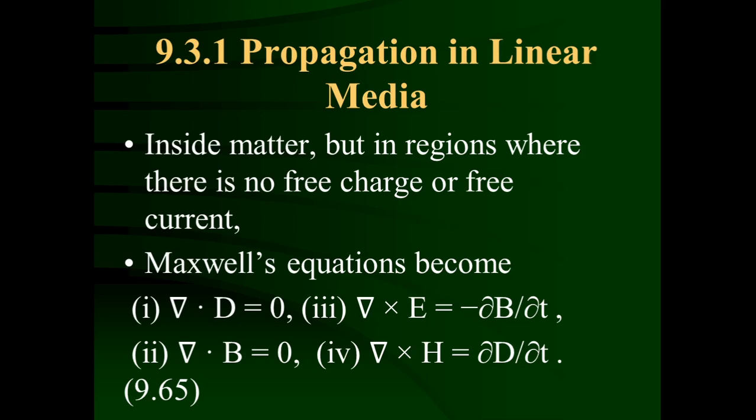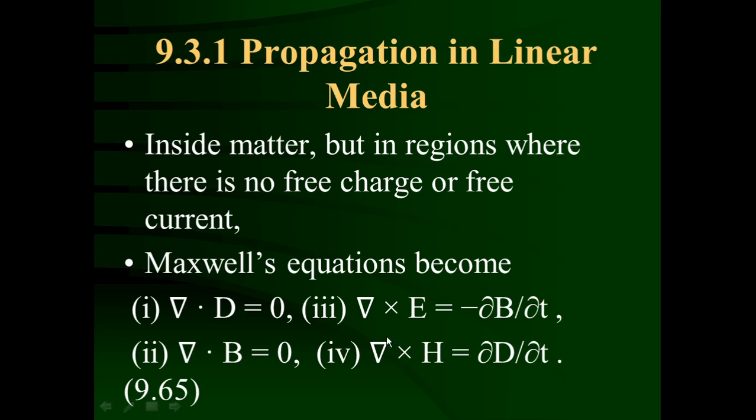Here also we are considering that electromagnetic waves are propagating in matter. But this matter is such that in the regions where there is no free charge or free currents, that means charge density rho is 0 and current density J is 0. So Maxwell's first equation, divergence of D is equal to rho, that rho is equal to 0 and hence it can be written as divergence of D is equal to 0. The second equation, you know already, there is no magnetic charge, so divergence of B is equal to 0. So equations number 1 and 2 are identical for the electric field and magnetic field.